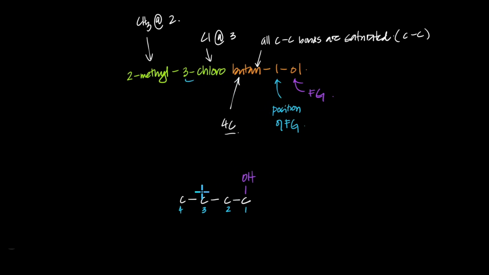So you put chlorine on position 3 and methyl on position number 2. So you put a CH3 right there. And every other bond is what? Hydrogen, hydrogen, hydrogen, hydrogen, hydrogen, hydrogen, hydrogen.